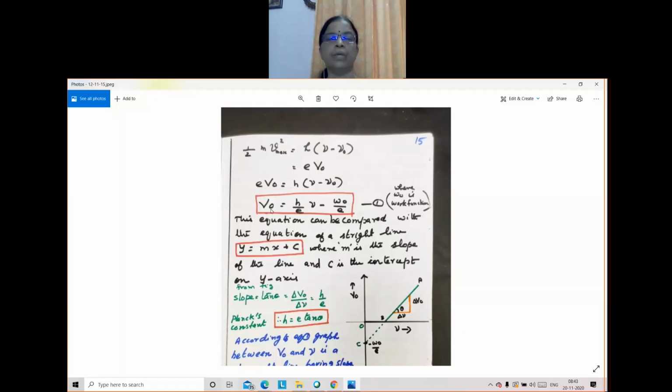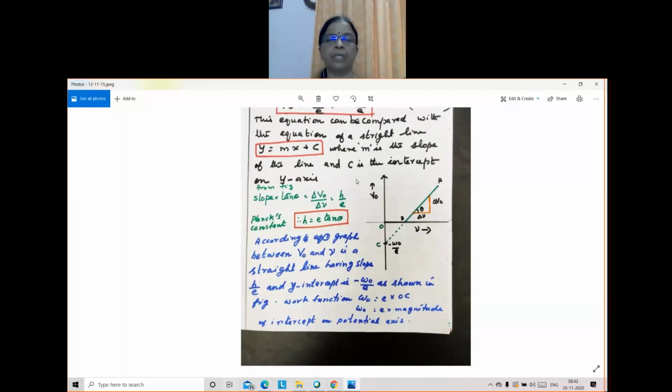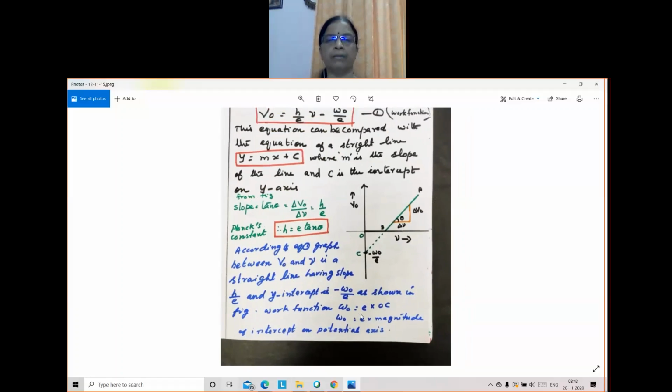V0 equal to h by e into nu minus W0 by e. The same thing we have studied, but it is used for different purposes, for answering questions. From the graph of frequency and stopping potential, find out Planck's constant. Such questions will come. We can find Planck's constant and work function. Such problems will be there.